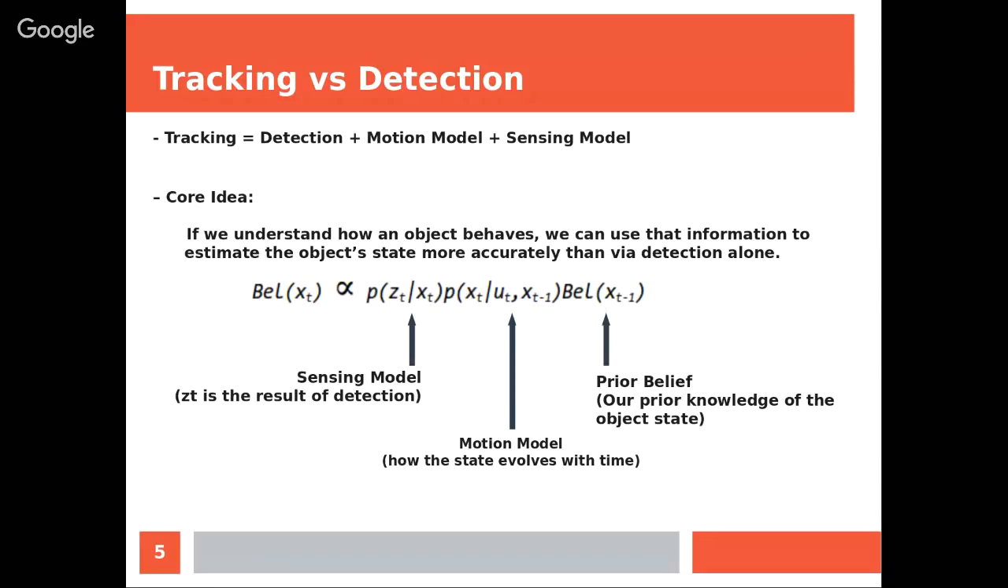So on the right-hand side of the equation, we've got 3 parts. We've got a sensing model, we've got a motion model, and we've got our prior belief. So our prior belief, x of t minus 1, is probably the easiest one to understand, so we'll start with that. And this is just how likely we believe the state was at time t minus 1. So if we're doing a particle filter, how likely did we think the particle or the state was at time t minus 1?